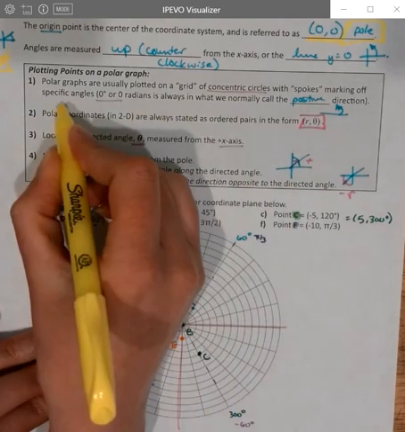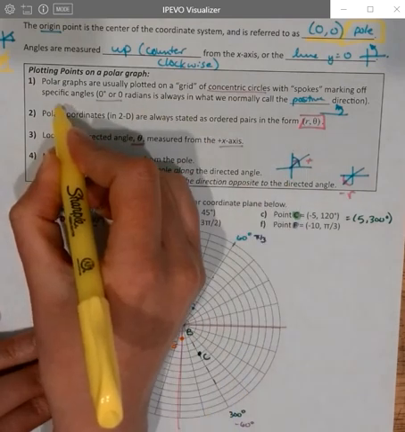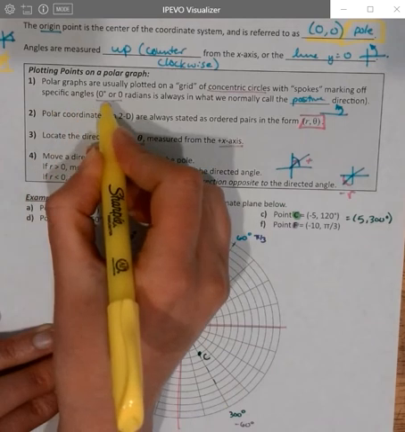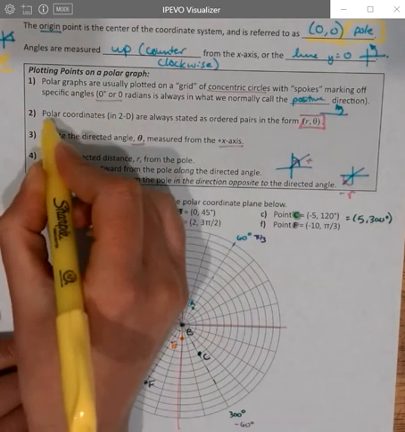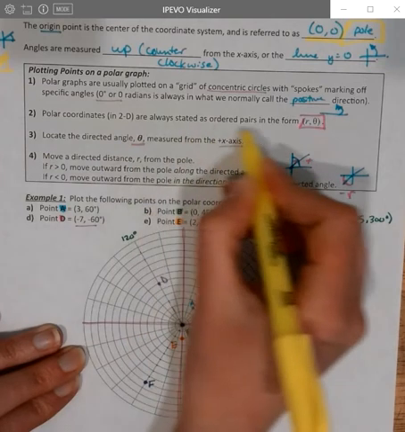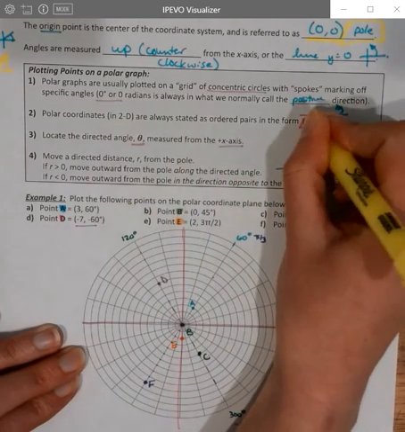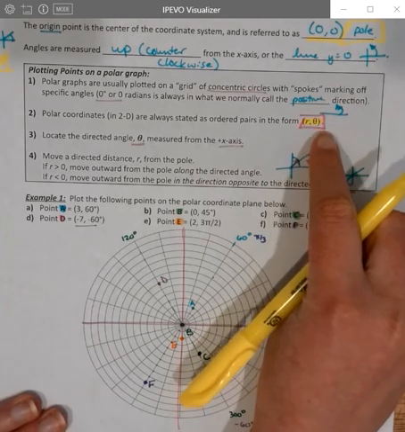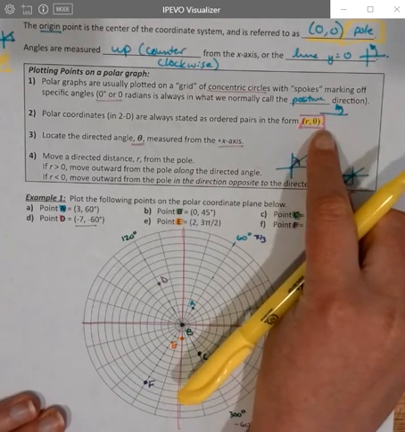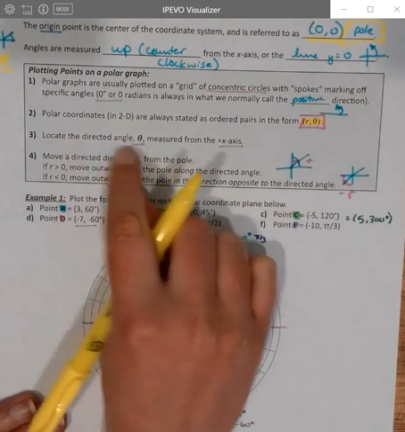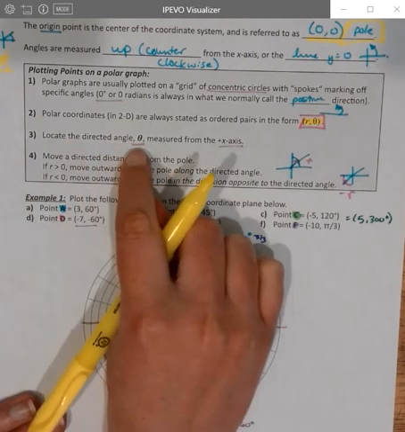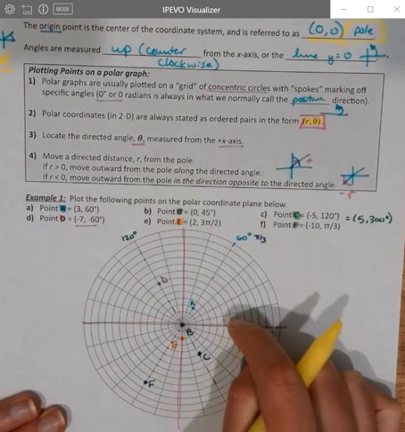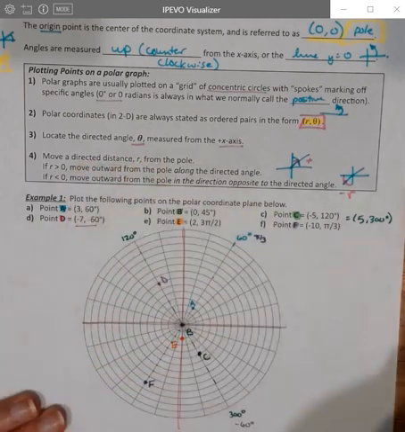We mark off specific angles, and anyway, polar coordinates in the 2D plane are stated in the form of r comma theta. So instead of x comma y, we list the r value first, then the theta value second in our ordered pairs. To graph these, we locate the angle theta, measure the angle from the positive x-axis, and then move our units.